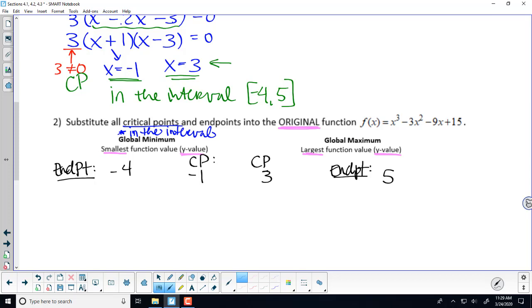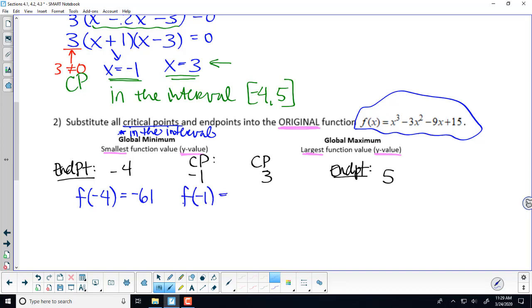I like to go left to right. Makes better sense to me. All right, substitute those into the function. If I plug -4 into this function, I get -61. If I plug -1 into the function, I get 20. If I plug 3 into the function, I get -12. And if I plug 5 into the function, I get 20.